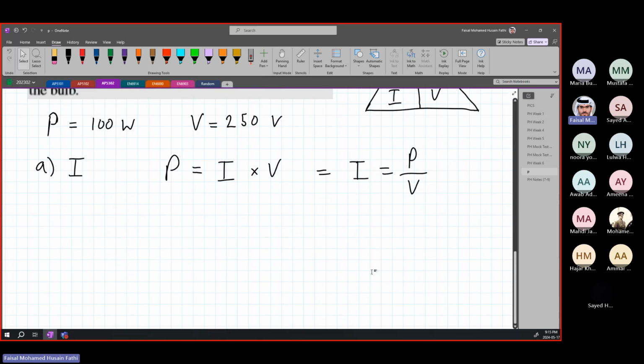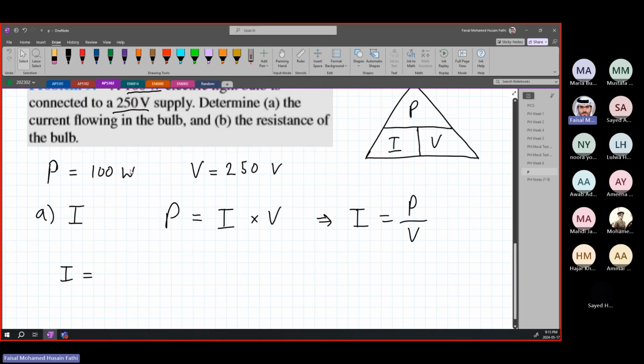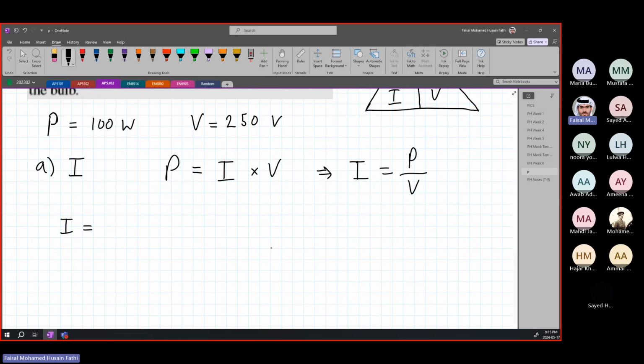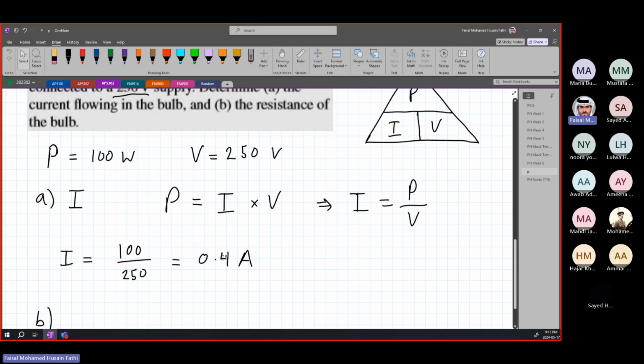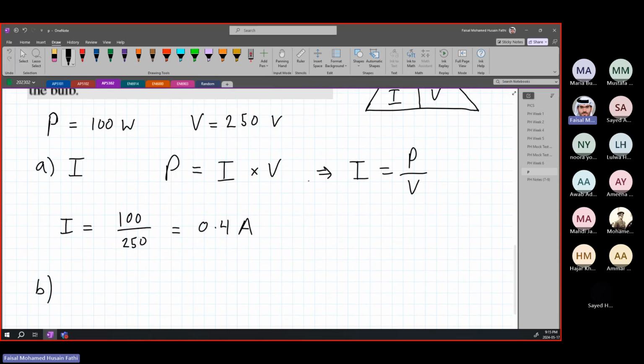Okay, so now since we are trying to find current, I is equal to, first let's look at the units. The unit is watts for power, correct, and volts for voltage, correct. So we could just plug this into this equation, and it is going to be 100 divided by 250, which is 0.4 amperes. Part B. So now we have found our current. Part B says find the resistance, R.